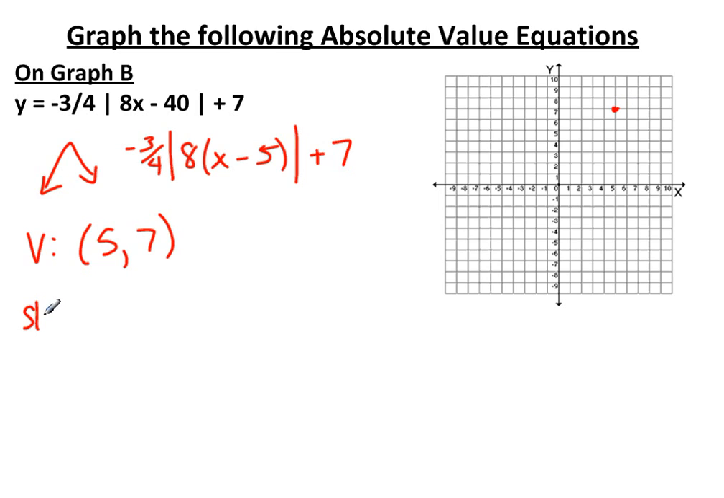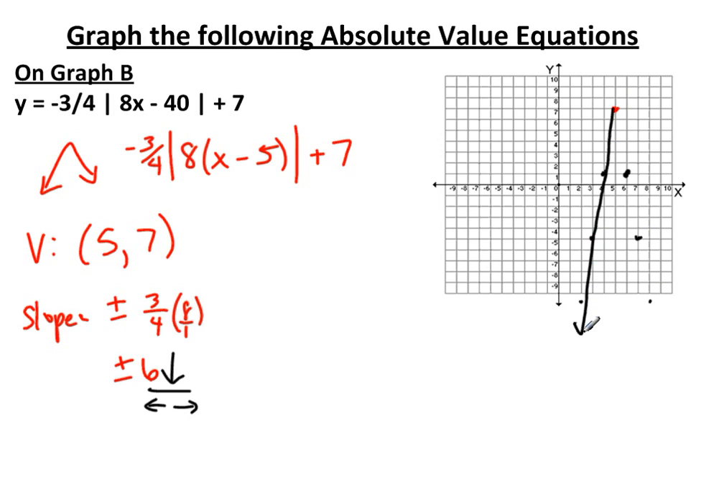And now I have to find my slope. My slope is going to be plus or minus whatever 3/4 times 8 is. Well, 3/4 times 8, if I put this over 1, is 24 divided by 4, which is plus or minus 6. And again, remember, this is facing downward. So what that means is I'm going to go down 6 and then left or right 1. So down 1, 2, 3, 4, 5, 6. And then left and right 1. And then again, down 6, left and right 1. And then down 6 is kind of off my paper. Left and right 1, and then connect my line. So this has got a steeper slope.